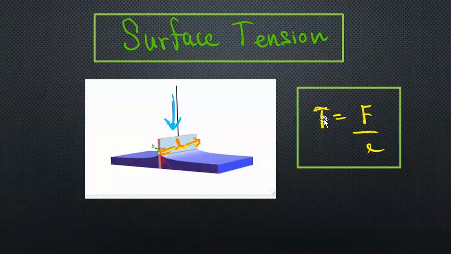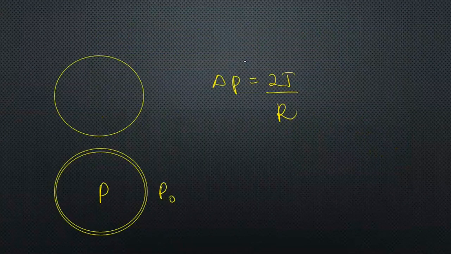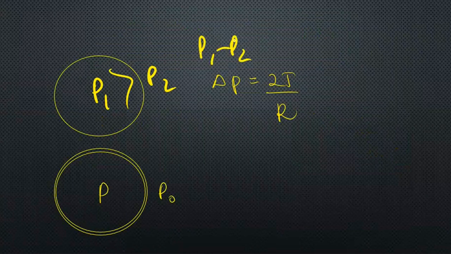Surface tension. Here the force applied is F and the length is L. So the surface tension T equals force divided by length, and a liquid drop is formed by using the surface tension here. So if the pressure inside is P1 and the outside pressure is P2, P1 is greater than P2. So the pressure difference P1 minus P2, delta P, equals 2T over R. Here R is the radius of the sphere.